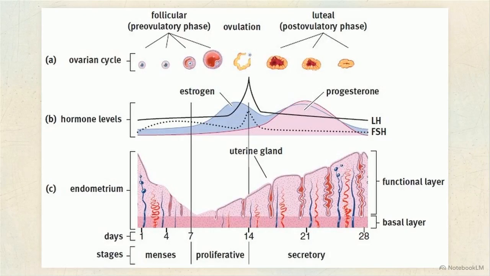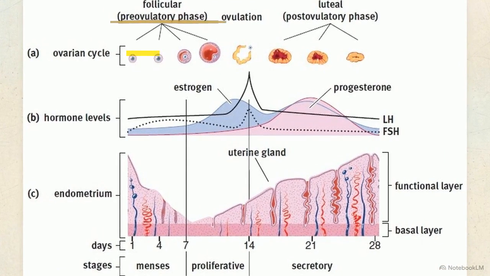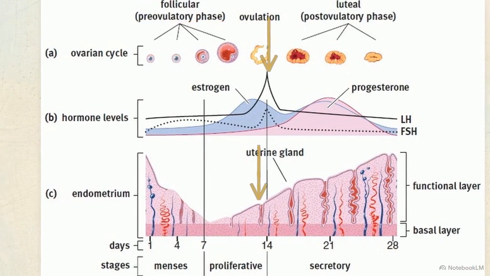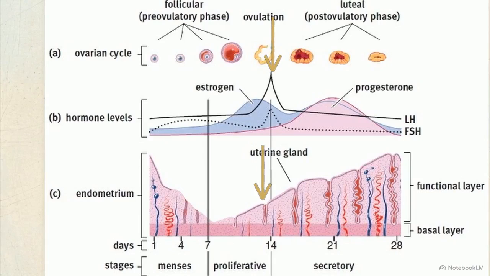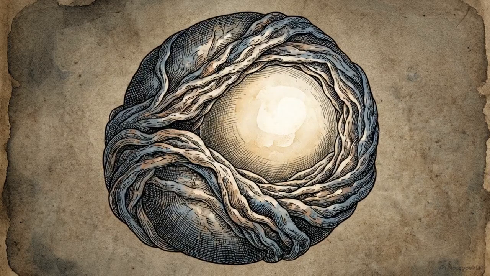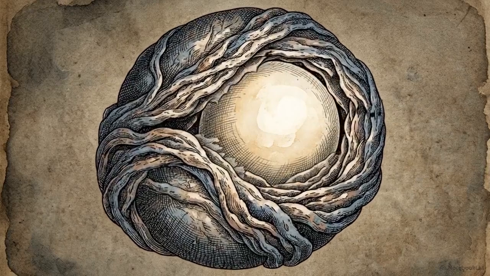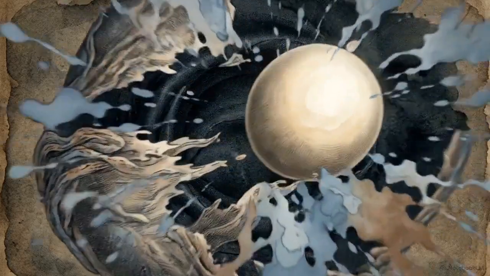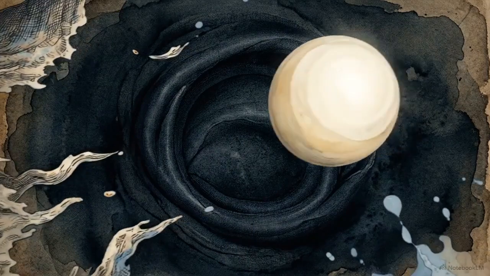This graph maps the cycle's chemical software, driven by GnRH triggering pituitary FSH and LH. During the follicular phase, rising FSH and LH stimulate follicles to produce estrogen, rebuilding the endometrium. Approaching day 14, high estrogen switches to positive feedback. This switch causes a massive spike in hormones. The resulting luteinizing hormone surge physically triggers ovulation, releasing the ovum into the peritoneal cavity.